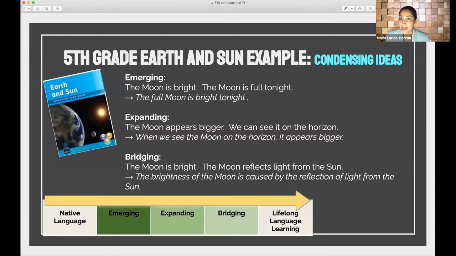You can see here an example of how that instruction is differentiated by English language proficiency level, which is required of our district and all districts when implementing designated English language development.